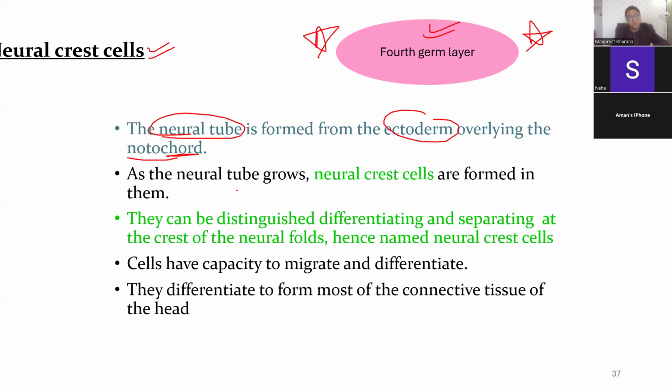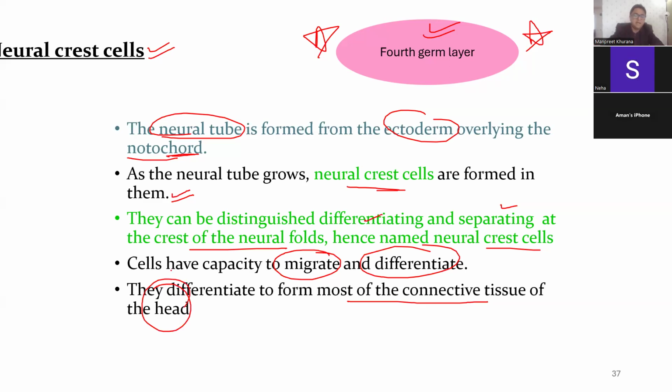Now, the neural tube grows. As the neural tube grows, the neural crest cells are formed from them, right? So as the neural tube is growing, there are some crest cells on the top. Some of the cells just detach from the neural tube and they give rise to some structures. Okay, they can be distinguished, differentiating and separating at the crest of the neural folds. Hence, they are known as the neural crest cells. These cells have the capacity to migrate and differentiate. Okay, they differentiate to most of the connective tissue of the head. So you can say most of the connective tissue of the head, which is our bread and butter, right?